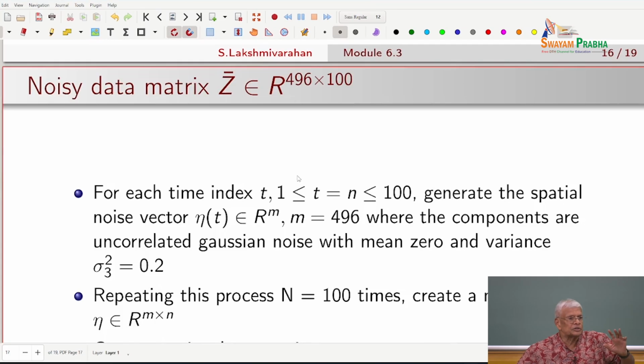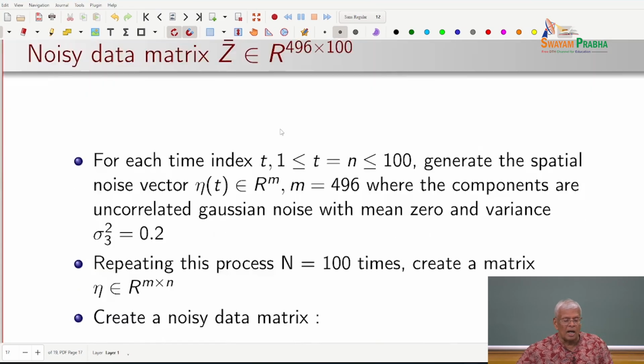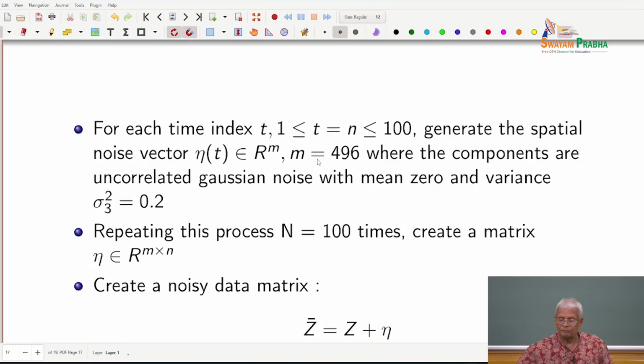So Z was the signal, Z bar is the data matrix. I am going to consider a noise vector eta t, with m equal to 496 components. They are unrelated Gaussian noise. This could be capital G, Gaussian noise. And you have already seen the Gaussian noise has 0 mean and a variance sigma 3 square. I am going to assume sigma 3 square is 0.2.